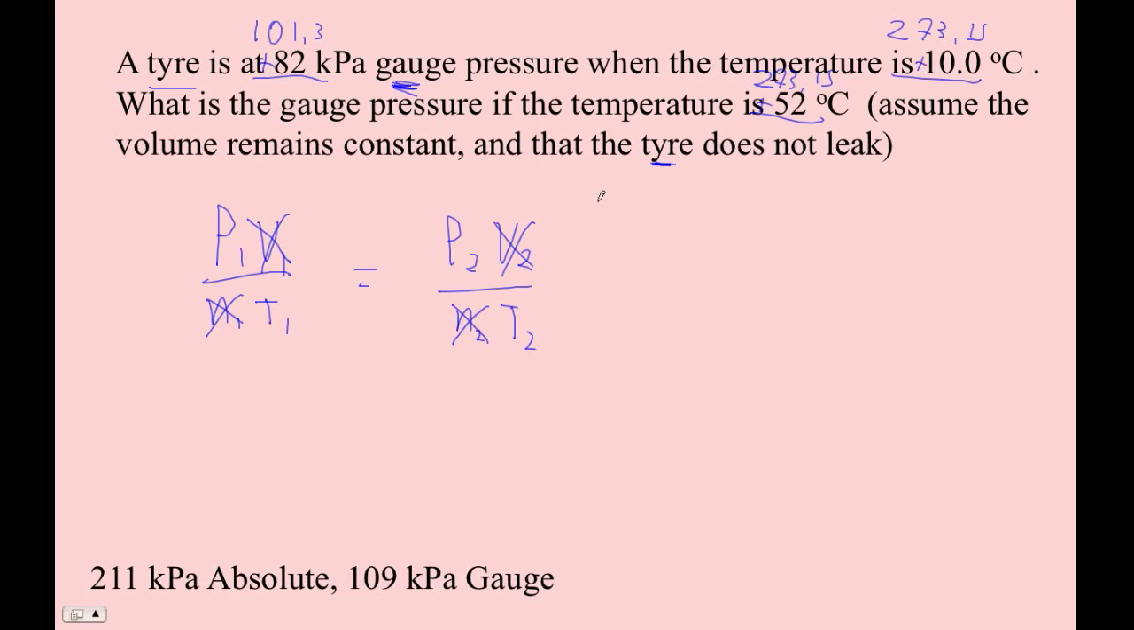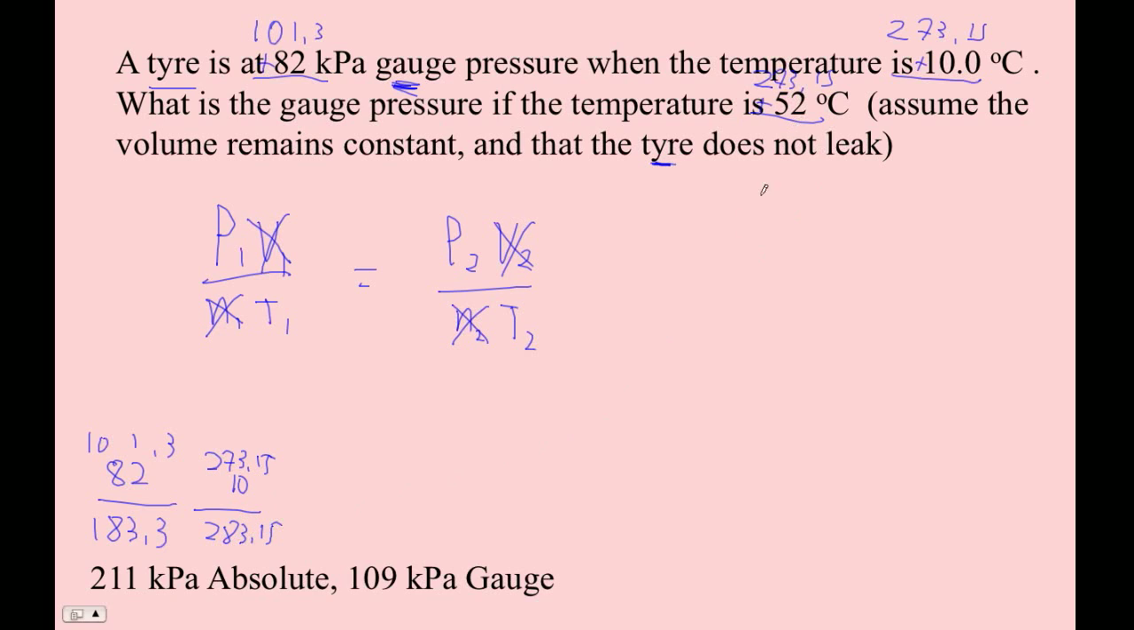And then I have to figure out what P1 is going to be. P1 is going to be 82 kilopascals, but that's gauge, so we've got to turn it into absolute. 82 plus 101.3 is 183.3. Right, 10 degrees Celsius, 10 plus 273.15, 283.15, right?